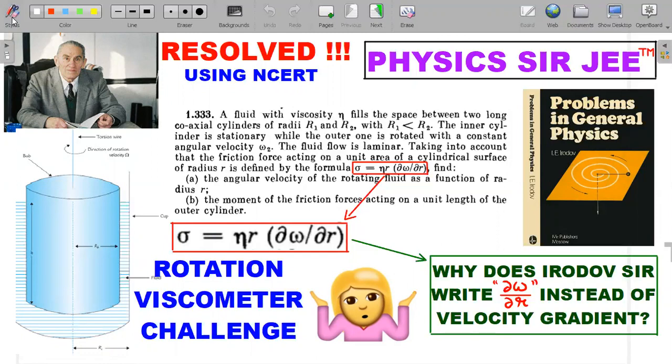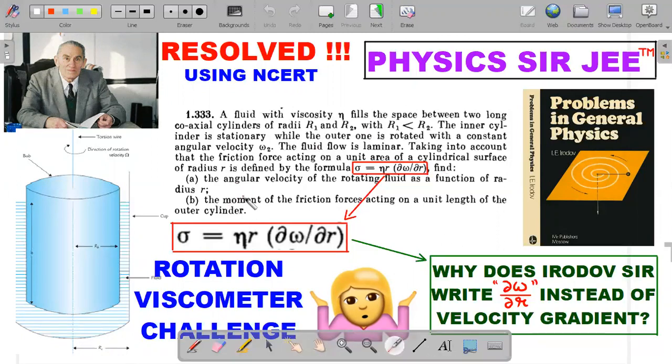The issue that I am going to address in this problem is not just the solution of this question, which would become trivial, but the formula that Irodov asks us to consider for solving this particular problem. I've zoomed in, so you can see he is talking about the stress on each of these cylindrical layers, which is very important for the viscosity equation. That stress, he writes as eta into, this is a surprise, r into dou omega by dou r.